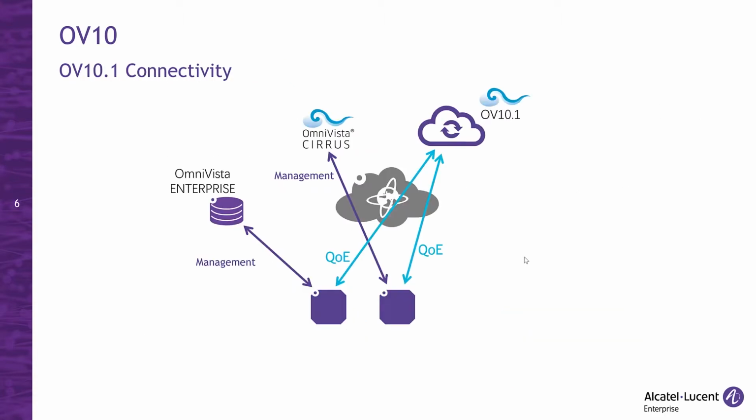How to integrate OV release 10.1 with existing OVC or OVE installations? Very simple, just follow the example here. As you can see, APs already have a management connection with the OV Enterprise or OV Cirrus. That management connection will remain exactly the same in release 10.1. The only addition that we are incorporating into this diagram is the quality of experience information that is exchanged between the AP and the OmniVista 10.1, which is located in the public cloud.